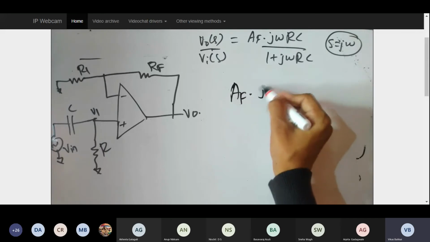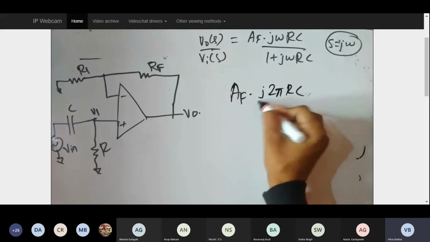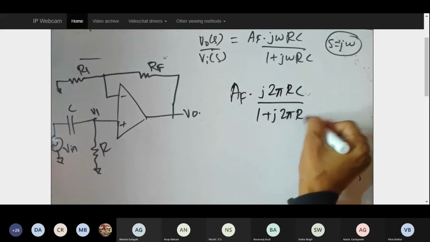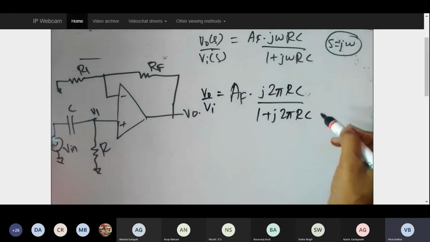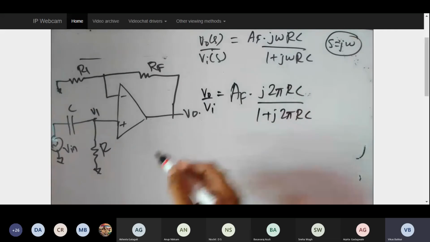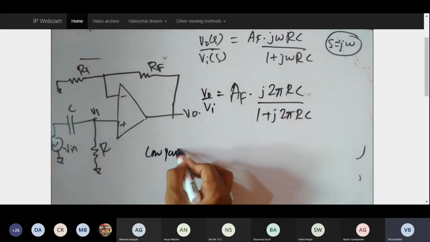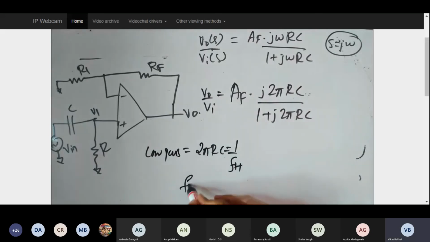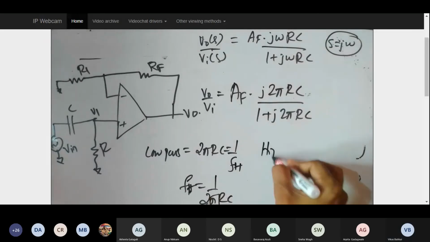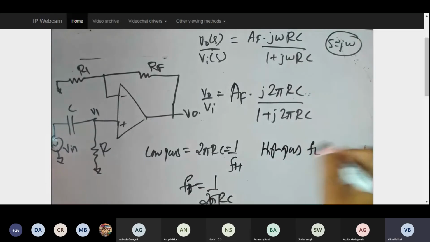2 pi RC, 1 plus J 2 pi RC. Alright. So again, what I told in the low pass, I assumed 2 pi RC is equal to 1 by FH. FH is equal to 1 by 2 pi RC. So this is what I assumed in my low pass. The same thing I'm going to assume over here. Rather than FH, which was my higher cutoff in my low pass, now in my high pass, I'm going to consider FL, which is my lower cutoff frequency.